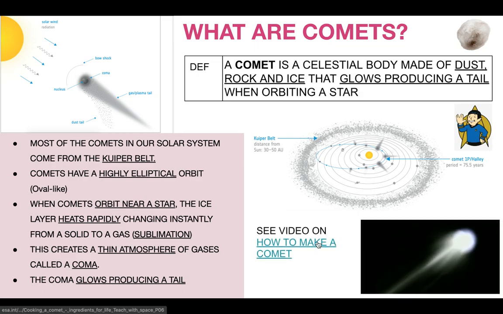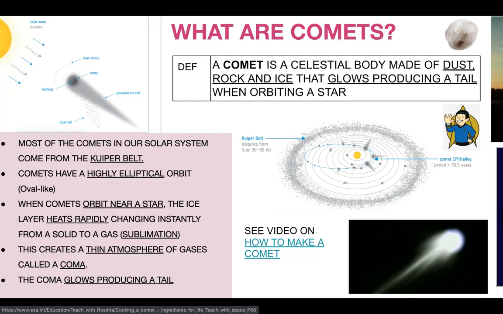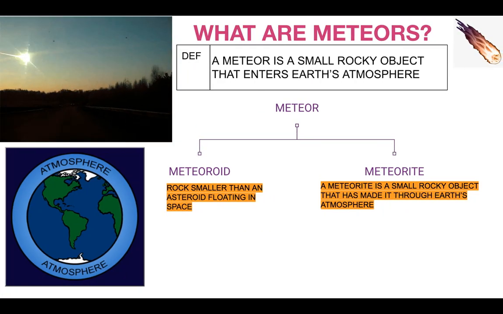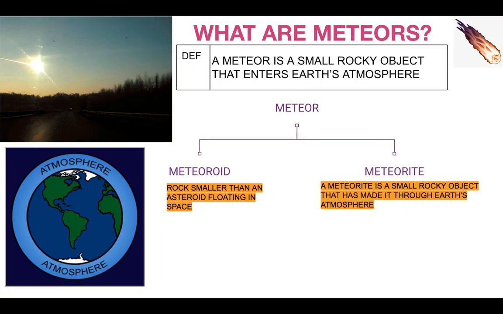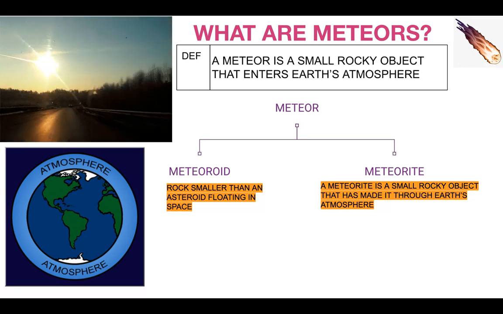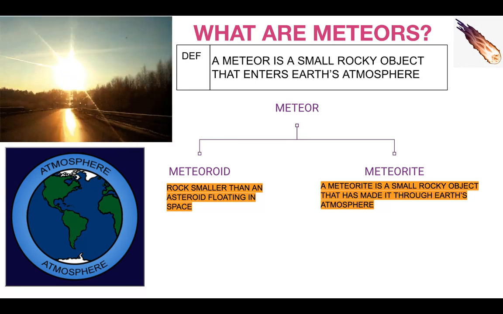This is a really interesting video that I'm going to send on to you. It's from the European Space Agency, and it's how you would make a comet. It's really very good to explain what a comet is made of and what it looks like and its different properties. The next thing I'm looking at here is what we call meteors.